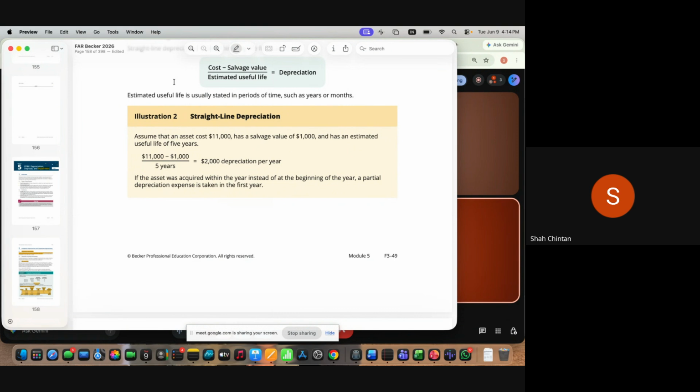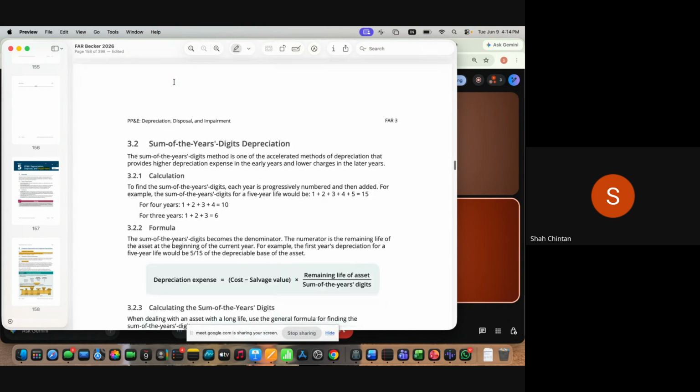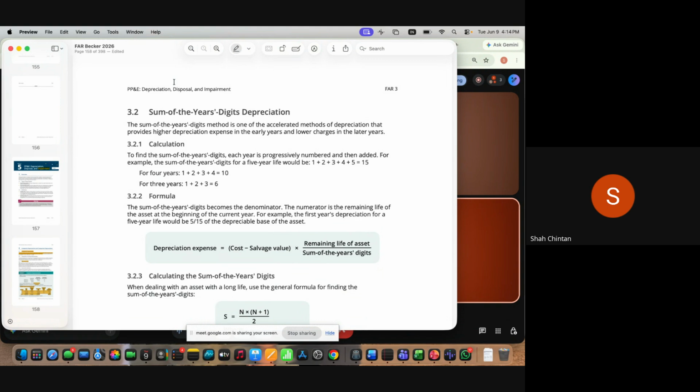Assume that asset has a cost of $11,000, salvage value of $1,000, and estimated useful life of 5 years. So formula is cost 11,000 minus salvage value 1,000 gives you 10,000 divided by useful life of 5 years. So depreciation is $2,000 per year. ठीक है, very very simple mathematical calculation. कोई डाउट है स्ट्रेट लाइन में?